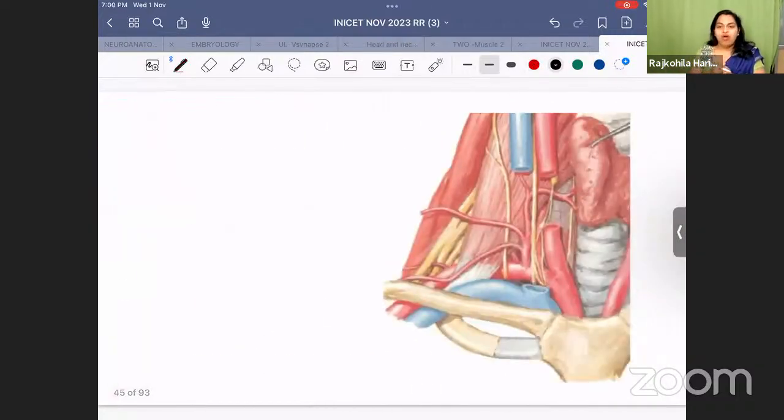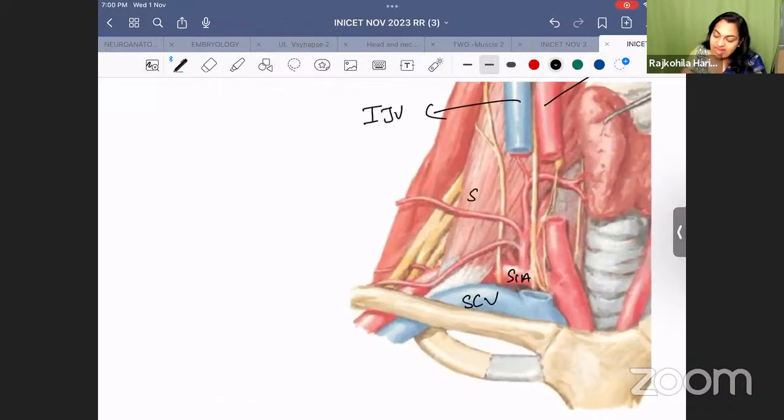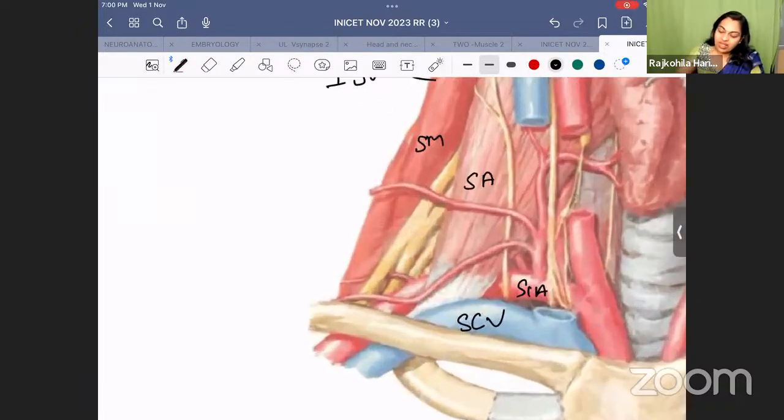Now coming to another important image-based question. This is the subclavian vein. This is internal jugular vein. Okay, the blues are labeled. Now coming to the red. This is the subclavian artery. This is a common carotid artery. Now coming to the nerves, what are all the yellow you see here? Okay, before that, this is the scalenus anterior muscle. This is scalenus medius muscle.